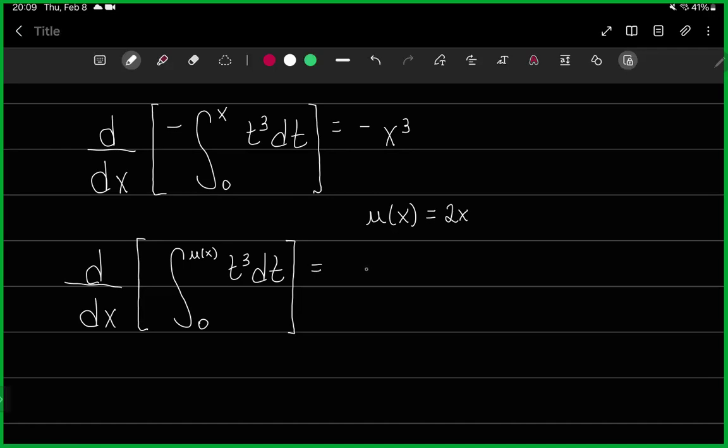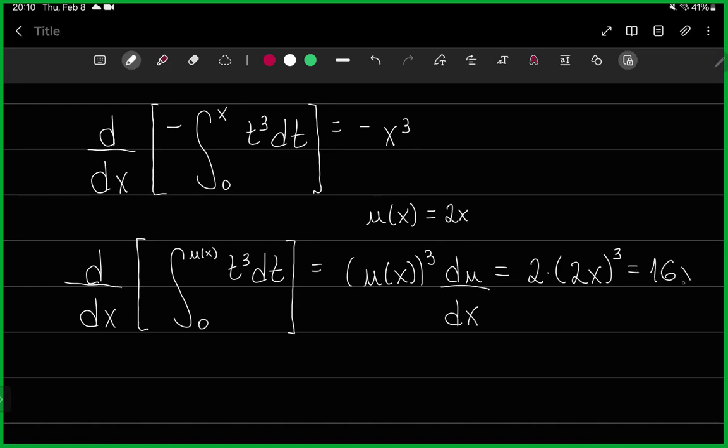So this is u of x cubed times du dx. And if u of x is 2x, du dx is equal to 2. So what we have is 2 times u of x, which is 2x, cubed. And this gives us 16x cubed.